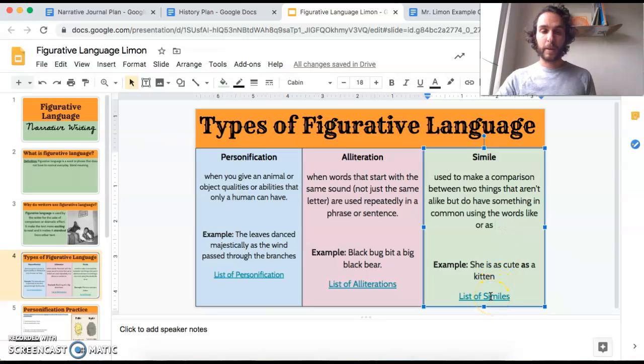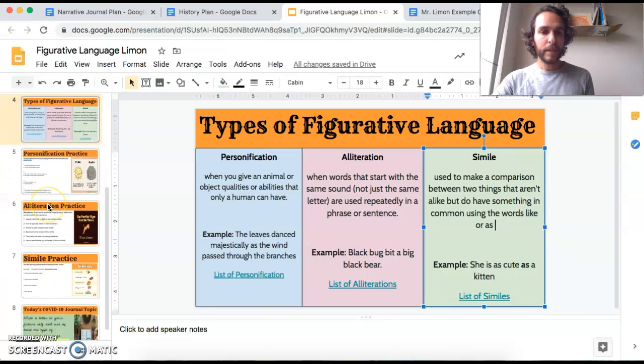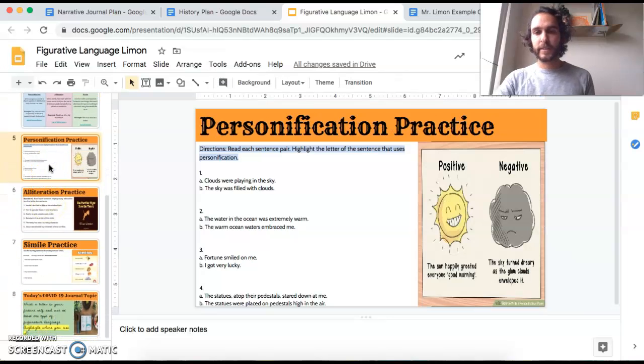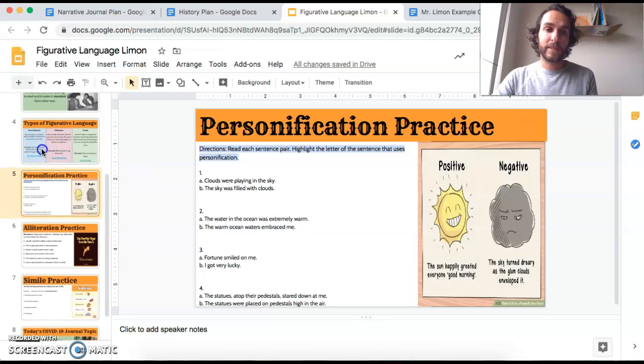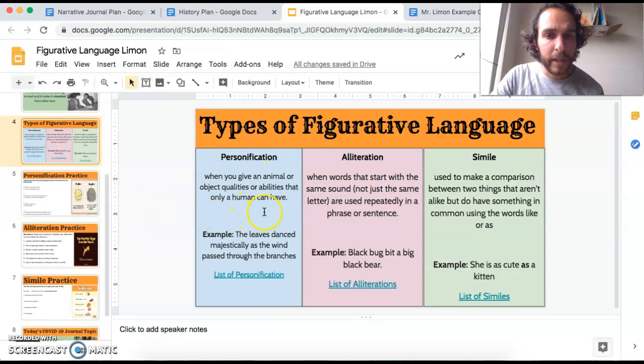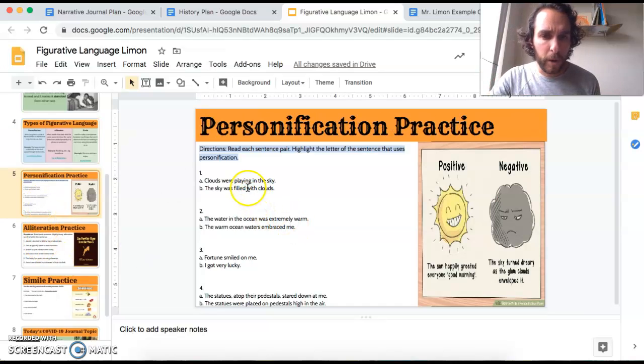Again, you can click for more examples. I'm going to move on to what I am asking you to do today. So if we go on to slide number 5, we're going to practice each of these. So personification practice. The directions here say: read each sentence pair, highlight the letter of the sentence that uses personification. So we might need to go back to slide number 4. Personification. Oh, that's when we give animals or objects human qualities. Okay, so let's see. Number 1, clouds were playing in the sky, or the sky was filled with clouds.